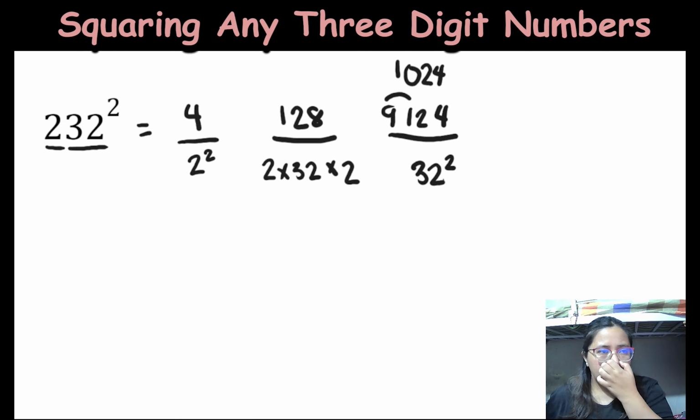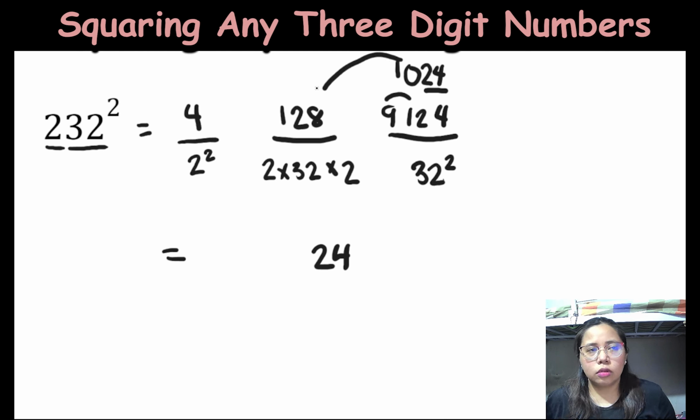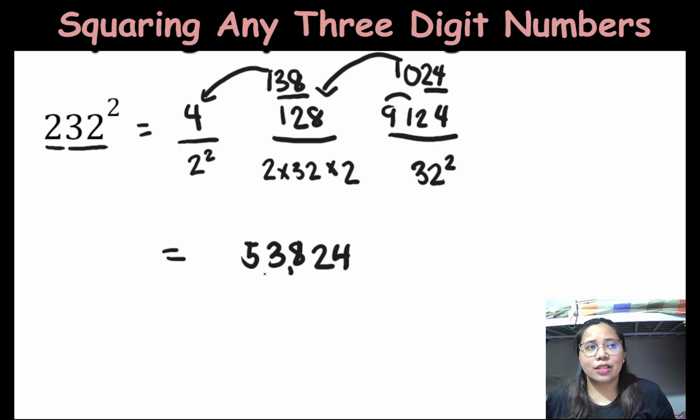So, para kunin natin yung final answer, kukunin natin yung last 2 digits, so we get 24. Then carry over 10 dito, so magiging 138. Tapos, kunin ulit natin yung last 2 digits, so we bring down 38. And then, carry over 1 dito sa ating first digit, and we get 5. So the answer, 232 square is equal to 53,824.